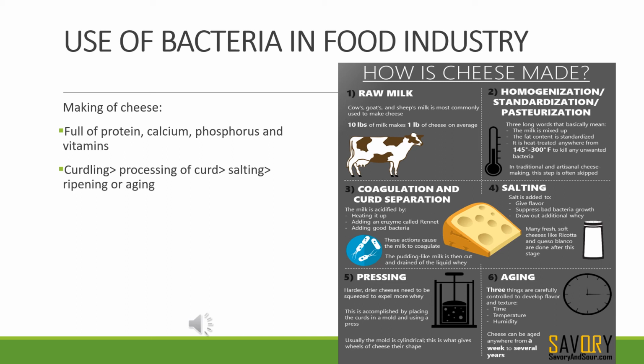And the last phase is called the ripening or aging of the cheese. This is done to develop flavor and texture, and three important factors are time, temperature and humidity. The processed cheese is stored at a particular temperature, a particular controlled humidity, and for a particular time, which will give a characteristic flavor and texture to the cheese. So this is the whole process of cheese production on an industrial scale.